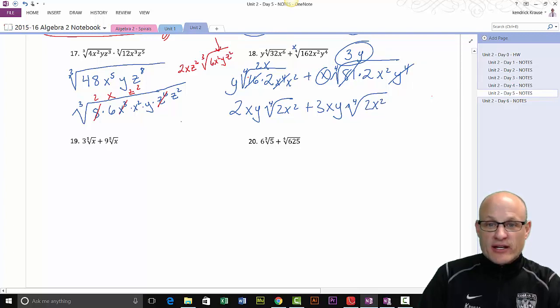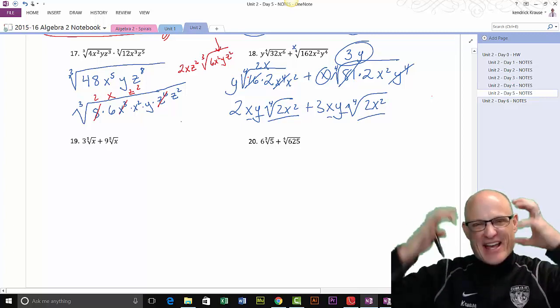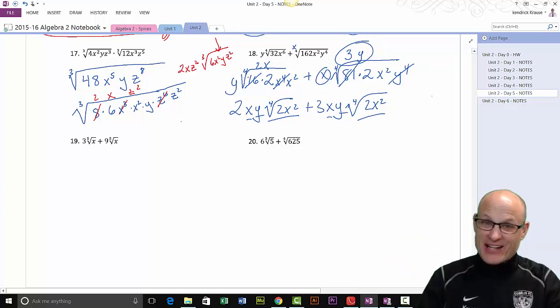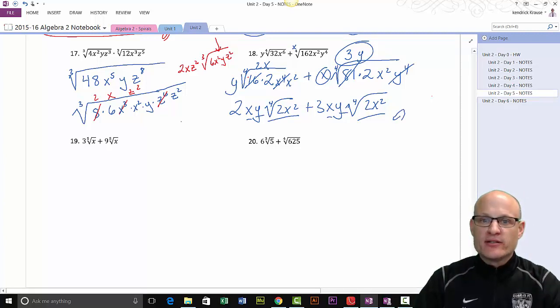2x squared. Well, I've got an x and an x, a y and a y, and a 4th root of 2x squared and a 4th root of 2x squared. So since their variables and exponents and radicals match exactly, I can combine them. They are like or similar terms, so we can combine those. And we get a total of 5xy, 4th roots of 2x squared.